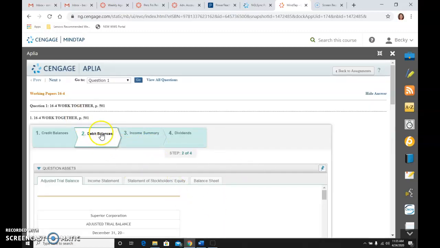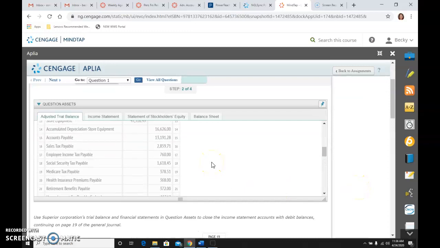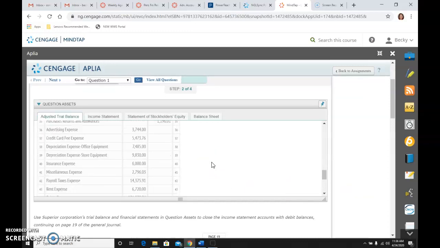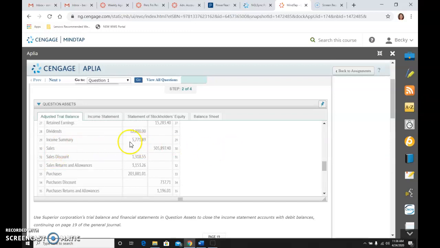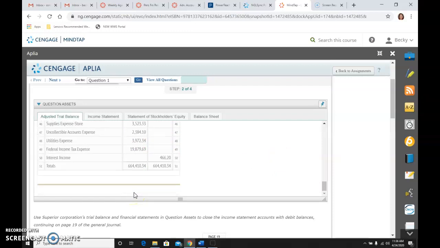Second entry, I want to get rid of all the income statement accounts that have debit balances. So again, I'm going to look at my adjusted trial balance, get back down there to dividends on down, and I don't do dividends because it's not an income statement account. Income summary is not either. So I'm doing sales discount, sales returns and allowances, purchases, and then all of these expenses, all of them, all the way down through federal income tax expense. So they're all debit balances.